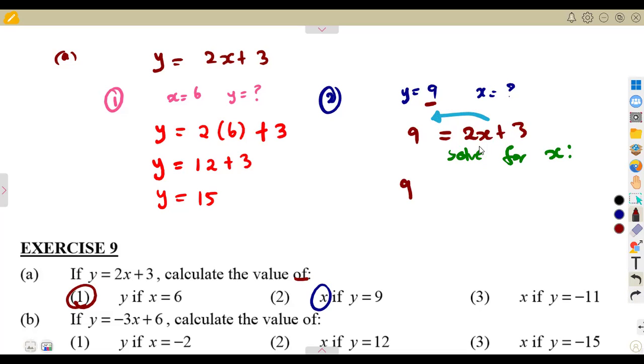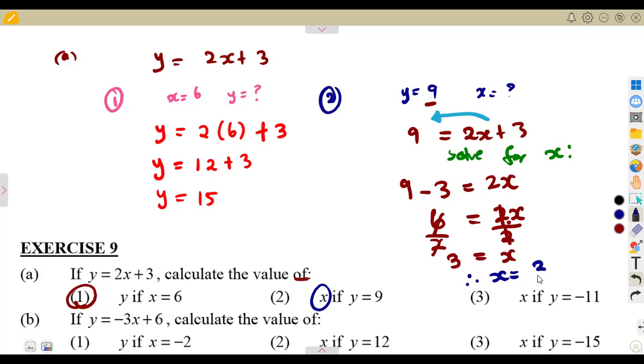The 3 crosses the equal sign. It becomes a minus 3, which is equal to 2x. So 9 minus 3 is 6, which is equal to 2x. Since this is a product, the opposite is to divide in order to have the value of x. So x is 6 divided by 2, that's 3. Therefore, our x is going to be 3 when y is equal to 9.